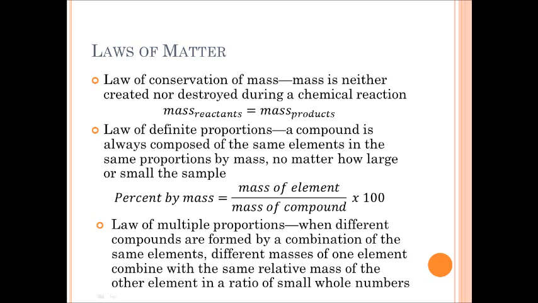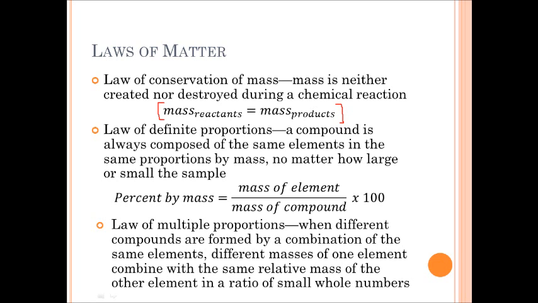Matter itself can be dictated by three rules, or three laws. The first is the law of conservation of mass. And what this says is that mass is neither created nor destroyed. And this is particular to a chemical reaction. So when you look at a chemical reaction, the mass of the reactants, which is basically what you start with, should equal the mass of the products, or what you end with.